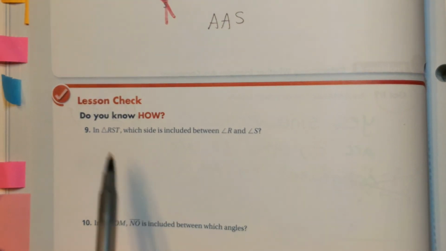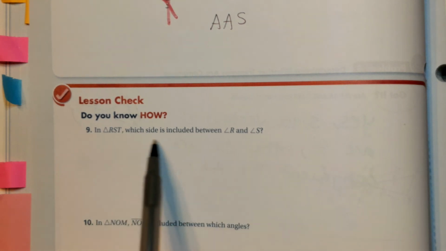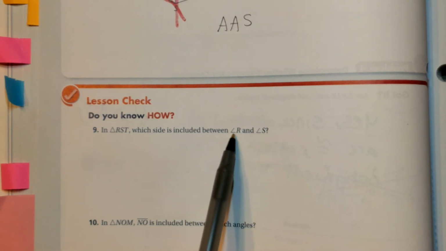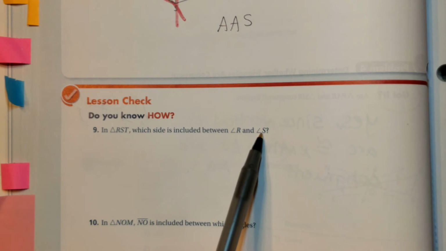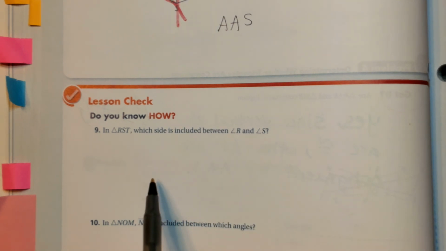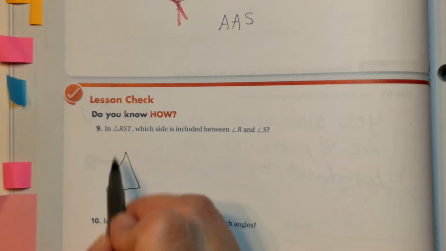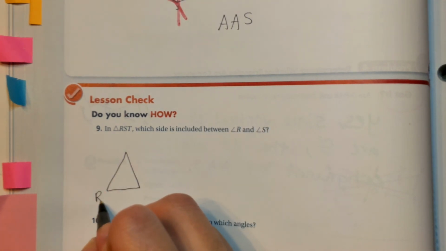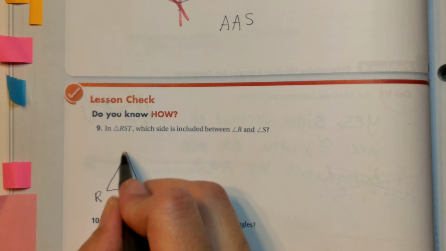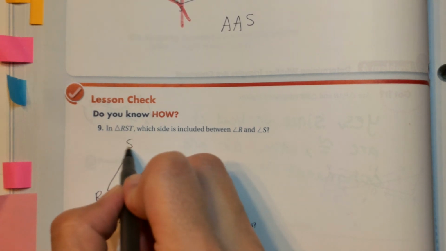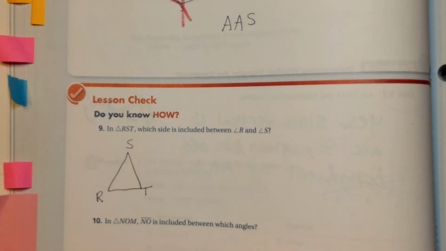Okay, so number 9, in triangle RST, which side is included between angle R and angle S? If you're not sure, draw a picture. I'd rather see the triangle. So if it's triangle RST, you could go R, S, T or R, T, S. It doesn't matter which way you go. You'll get the same answer either way.